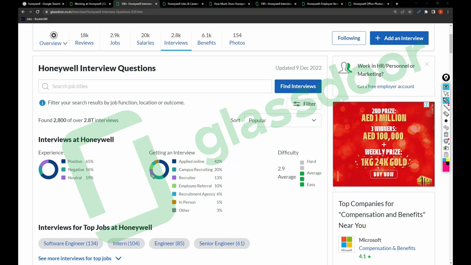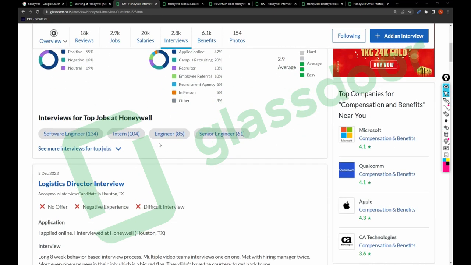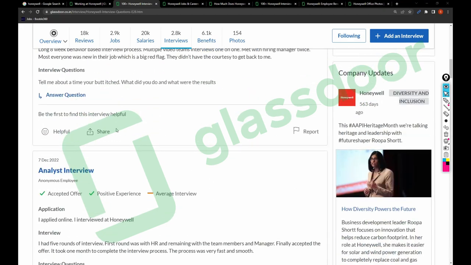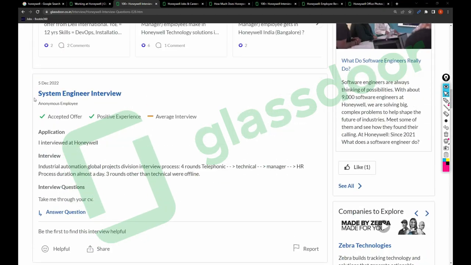And this is how you can go with the interview reviews. Moreover, I recommend you go with this part, interview ratings and interview reviews, because you can get to know more. So let's say this is a systems engineer interview. I have shared a fresher job for systems engineer earlier. If you see, the interview process was for the industrial automation global projects division. There were 4 rounds: telephonic, technical, manager and HR. The process duration is almost a day, and 3 rounds, other than technical, were offline.